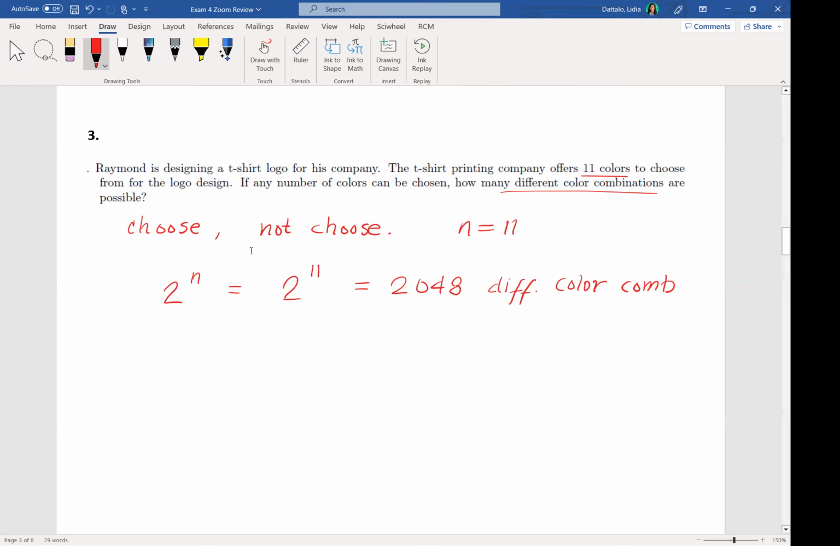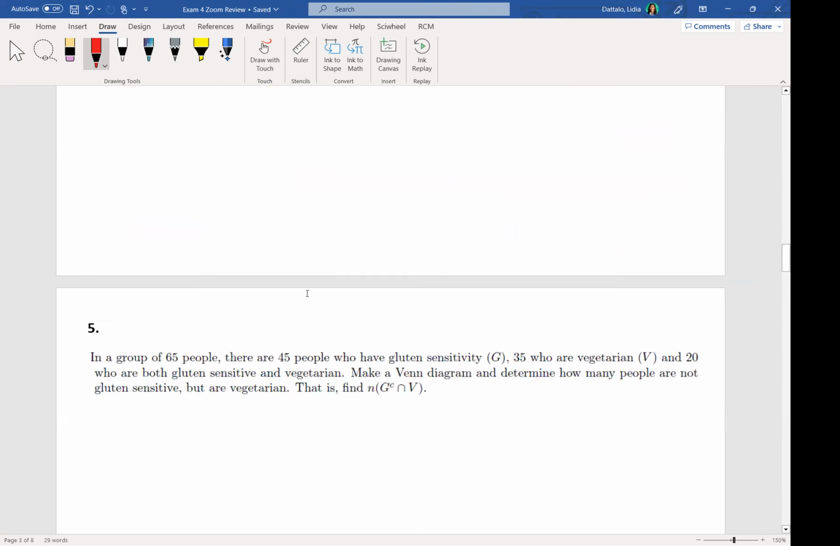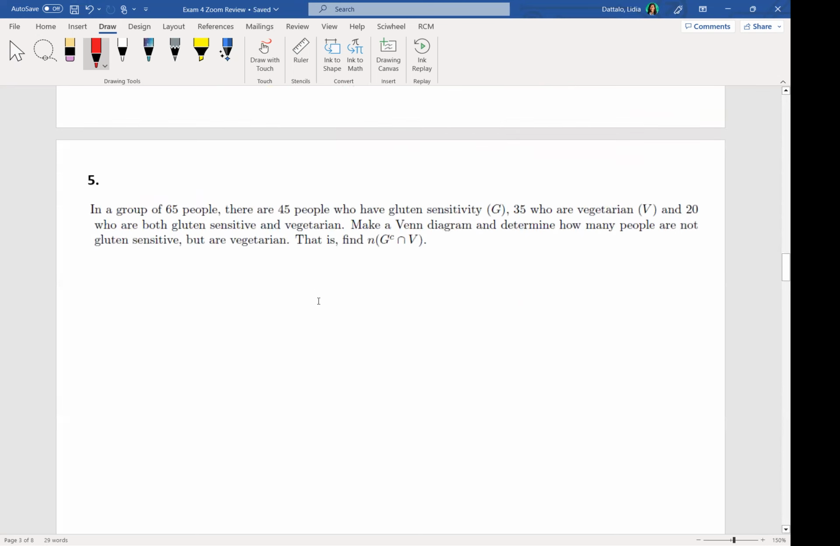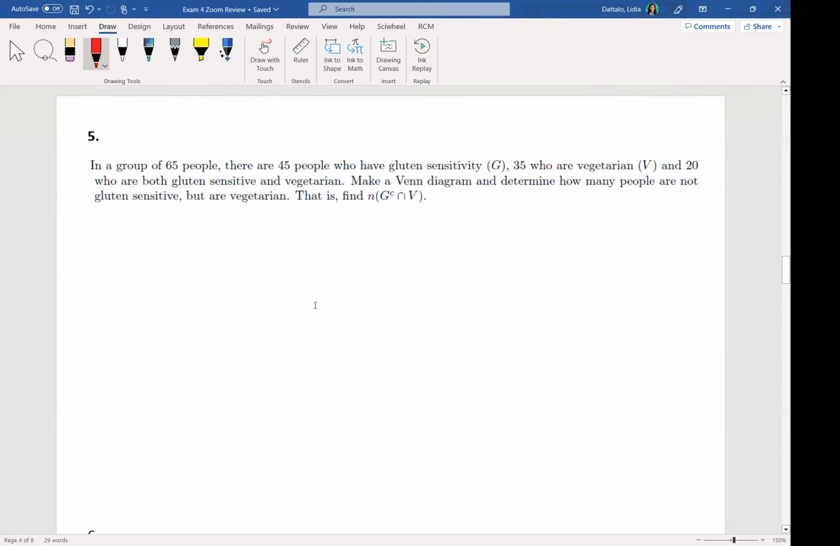All right, let's go to the next one. Number 5. In a group of 65 people, there are 45 who are gluten-free, the event G, 35 who are vegetarian, the event V, 20 who are both gluten-free and vegetarian.